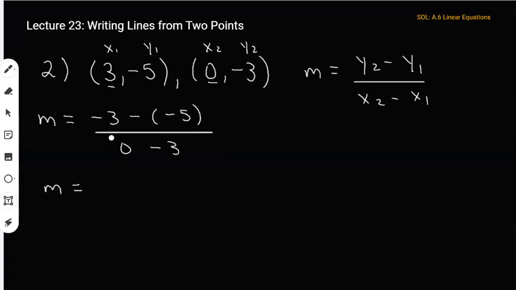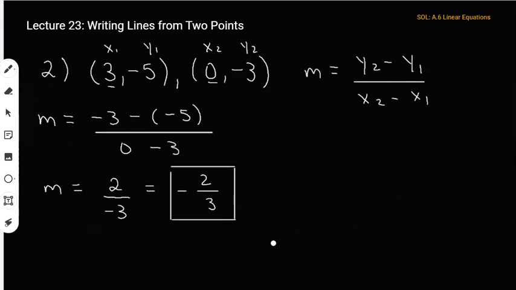So on the top, I have -3 minus -5. That's the same thing as -3 plus 5. That's going to give me 2. In the denominator, I have 0 minus 3, and that's going to give me -3. So this is going to be my slope, -2/3. So this line has a negative slope.